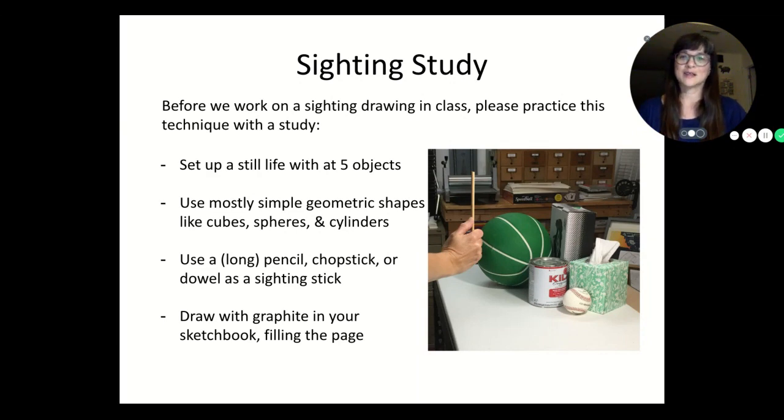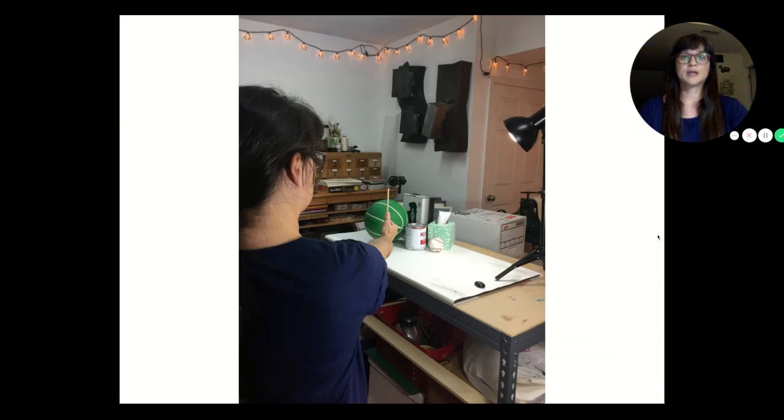So use a nice long pencil, or you can use something like a chopstick, or if you can find a piece of a dowel. And what I want you to do is to make this drawing using graphite in your sketchbook and fill up the entire page. That's going to be your composition, is the page of your sketchbook. So you should set up something kind of like this. Give yourself some space.